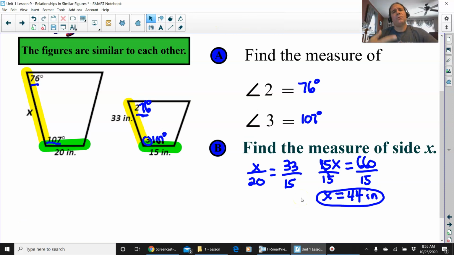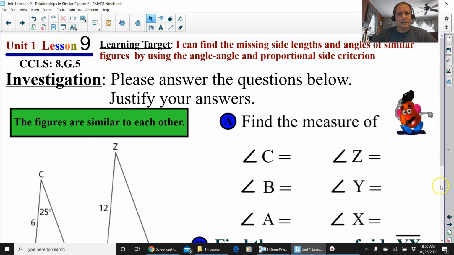Okay, and it all is that the figures are similar to each other, so that's why we were able to do all that. Remember, similar figures have corresponding sides that form equal ratios, and the corresponding angles are equal to each other. They're congruent. All right, and we're going to go on to the next question.